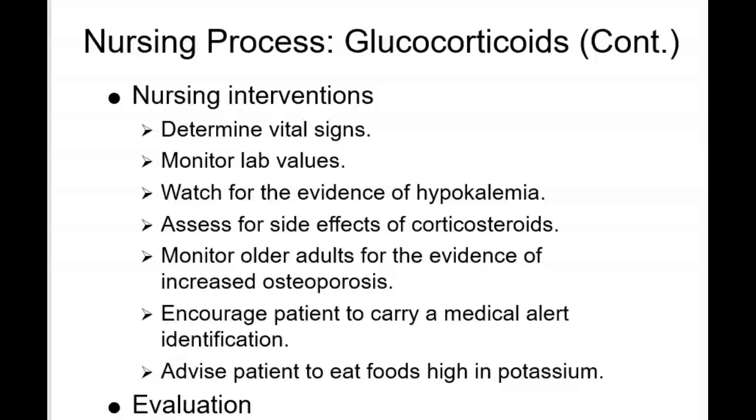Monitor labs, especially electrolytes, potassium being a big one, and blood glucose. Watch for signs and symptoms of hypokalemia or low potassium, such as nausea, vomiting, muscle weakness, abdominal distension, paralytic ileus, and irregular heart rate. Assess for side effects from corticosteroid drugs when therapy has lasted more than 10 days or the drug is taken in high dosages. Cortisone preparation should not be abruptly stopped because adrenal crisis can result. Monitor older adults for signs and symptoms of increased osteoporosis because some corticosteroids promote calcium loss from the bone.